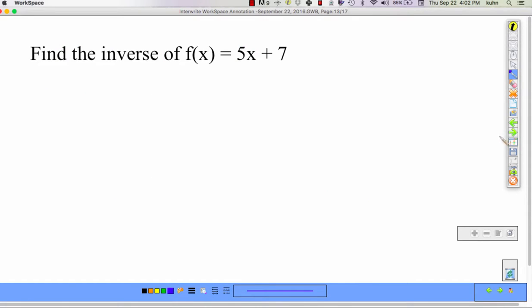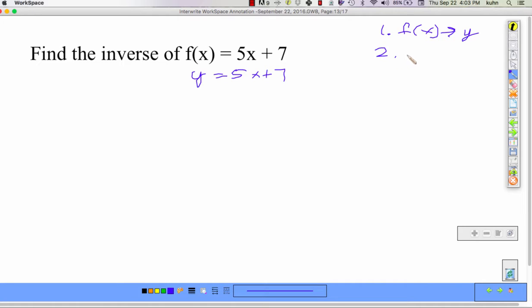Now, when we're going to do it algebraically, so this is the big thing, calculating an inverse algebraically. I think there's 4 steps. Step 1, we rewrite it, we change the f of x into a y. So I have y equals 5x plus 7. So we're in function notation. We need it in y equals notation.